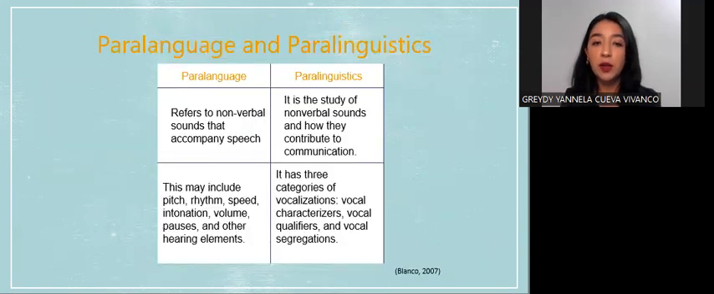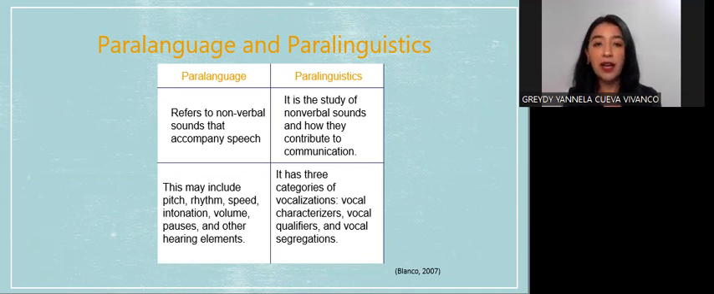Now let's talk about paralanguage and paralinguistics. Paralanguage refers to nonverbal sounds that accompany speech. These may include pitch, rhythm, speed, intonation, volume, pauses, and other hearing elements. For example, a person can use a higher and more enthusiastic tone of voice when sharing good news, while he could use a lower and more serious tone when discussing something more serious.